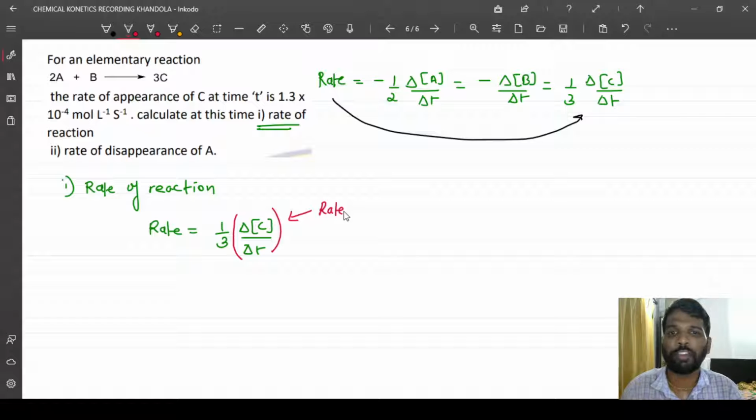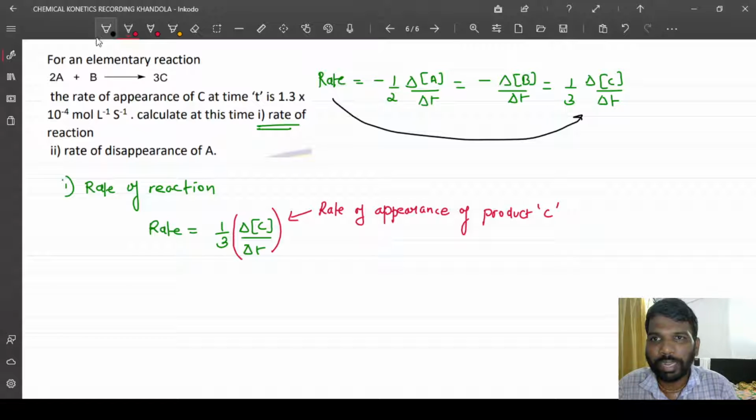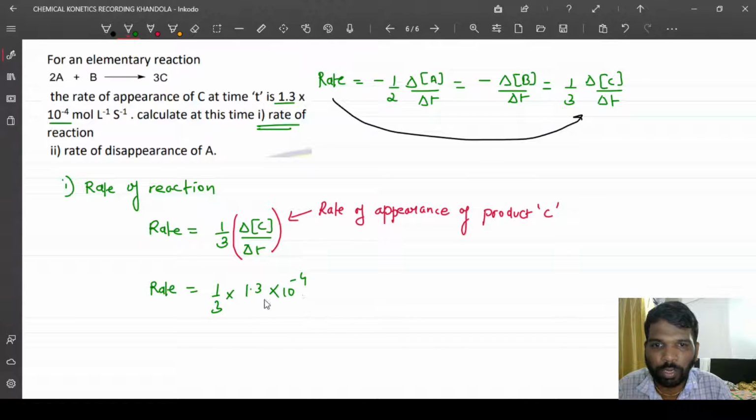Rate of appearance is different from a rate of reaction. So this is a rate of appearance of product C. Together, I will get rate is equal to 1 by 3, and they have given a value directly, that is 1.3 into 10 raised to minus 4. So I'll multiply 1.3 into 10 raised to power minus 4. Units will be the same, moles per liter per second.